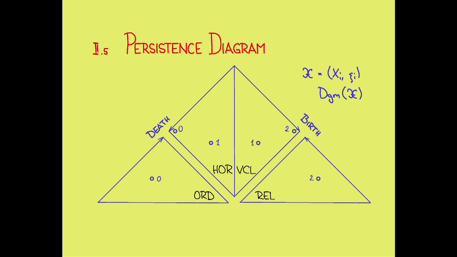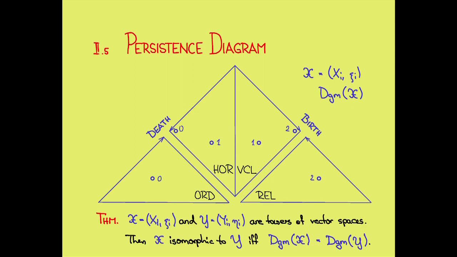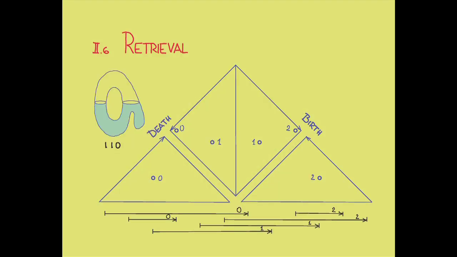So I call this diagram the persistence diagram, DGM of X, where X is this tower of vector spaces. And for the mathematicians in the audience, it's maybe satisfying to know that if you have 2 towers, X and Y, that are isomorphic, then you get the same diagram, if and only if. So these diagrams characterize towers of vector spaces. It's actually very easy to prove, but it's good to know. Yeah, so before I get to the biology, I need to tell you a little bit of how to read this diagram.